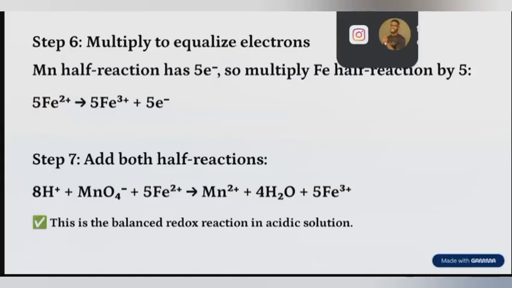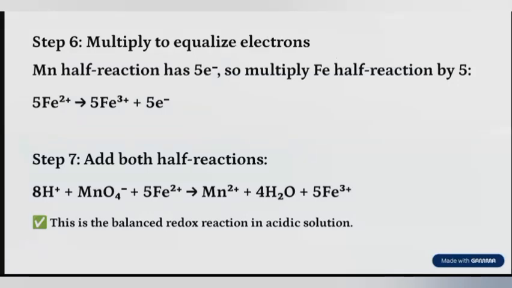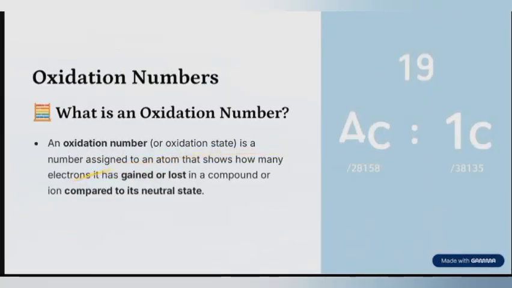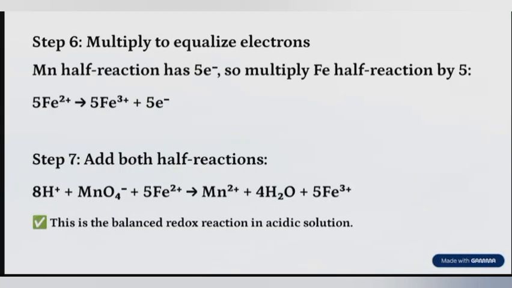So after you've gotten that, you now add both halves together, left-hand side to left-hand side, right-hand side to right-hand side. Once you've added, you'll have an equation that looks like this, with plus 5e on this side and plus 5e on the other side. So the 5e will cancel out the 5e. This will now be what is left, and this is the balanced redox equation. I've understood this FE very well.